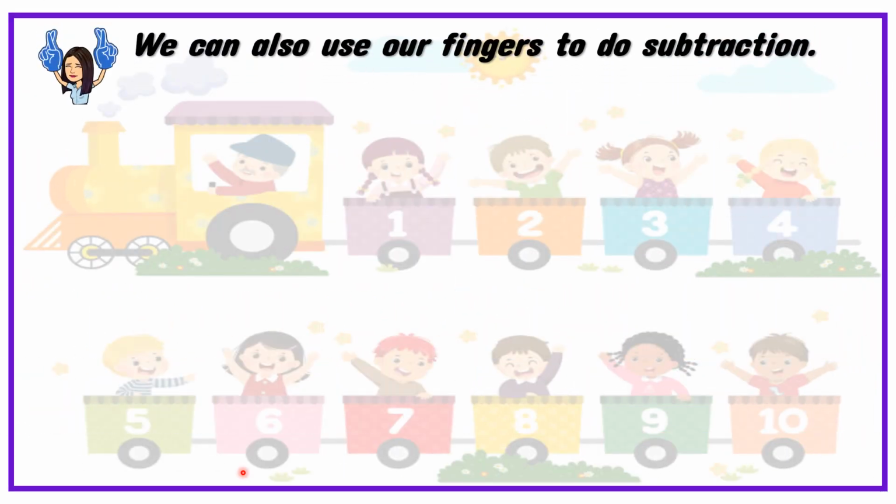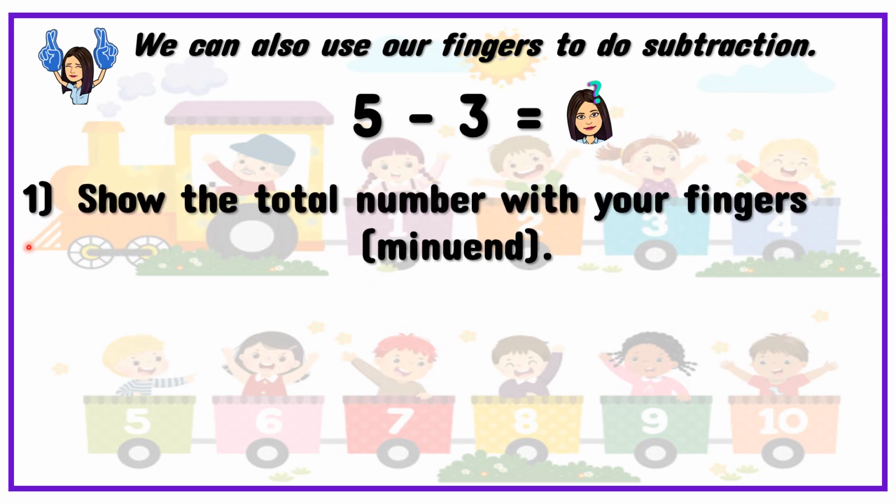We can also use our fingers to do subtraction. So let's have this example: 5 minus 3. So let's find the difference. For the first step, show the total number with your fingers. So this is the minuend. So let's show it. Okay, so there are 5 fingers here because the minuend is 5.